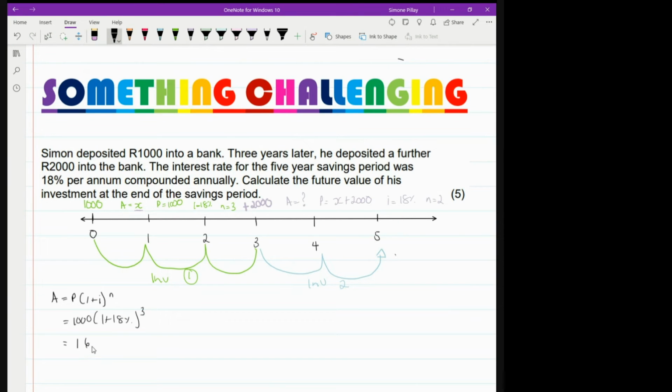Thank you, Abu, Sanele, Shulani, for the answers, 0.03. And then when we do our final calculation, we write in our formula all over again. 1 plus i, to the exponent n. My p-value is going to be 1,643.03 plus my 2,000 rand deposit multiplied by 1 plus 18%. And this is not 3, this is 2. What are we getting there?